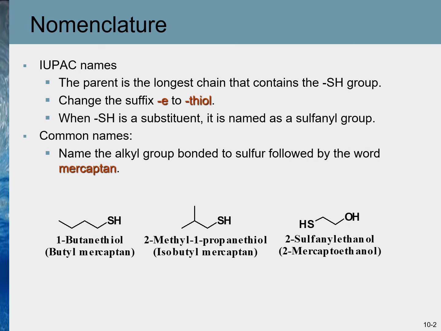Before the IUPAC system, thiols were known as mercaptans. The name mercaptan came from mercury capturing compound. So the meaning of mercaptan is mercury capturing. They were given the name mercaptan because thiols would react with mercury compounds and precipitate out as water insoluble salts of mercury. So essentially they would capture the mercury, and hence the name mercaptan was given to them. Sometimes this mercaptan name is still used.